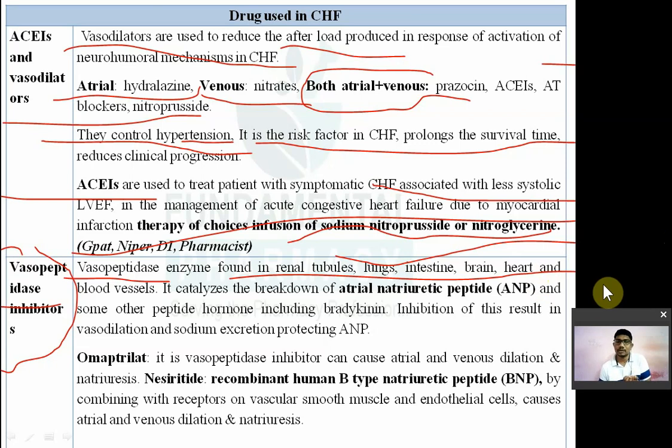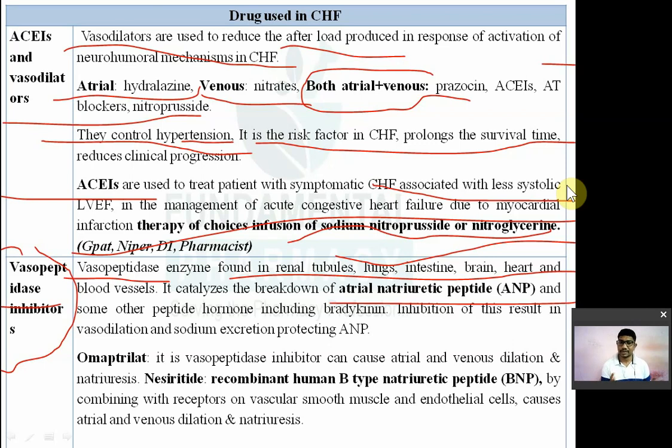Which peptides? First is the atrial natriuretic peptide. ये peptide क्या होता है? When there is a decrease in the cardiac output, this peptide is released from the atrium of your heart. आपका जो हार्ट का एट्रियम होता है वहां से ये पेप्टाइड रिलीज होता है, atrial natriuretic peptide, ANP, in response to decreased cardiac output. क्या काम करता है? Atrial natriuretic peptide will do two things. It will first dilate the blood vessels and it will also depress the renin angiotensin aldosterone system.